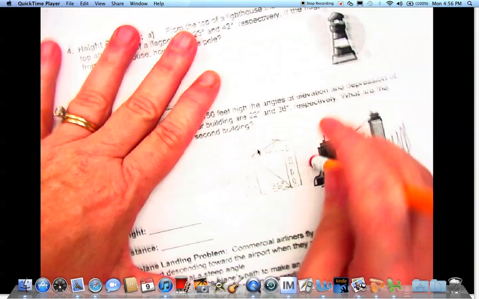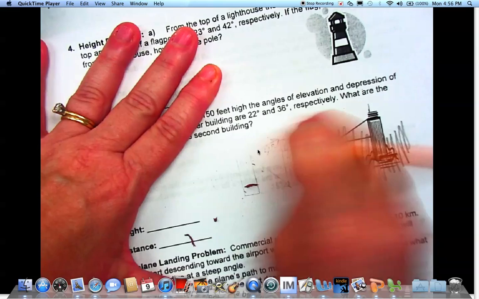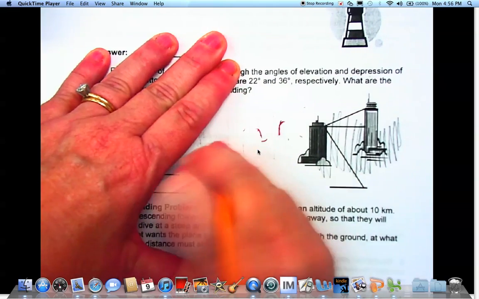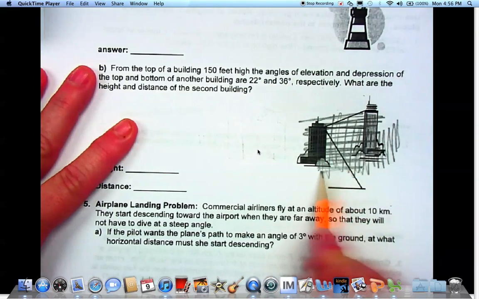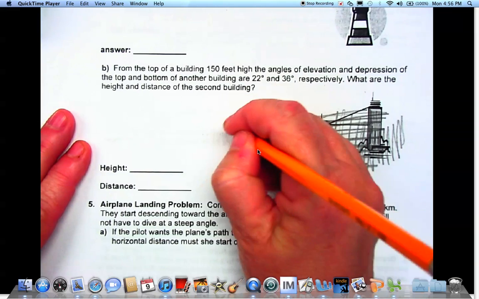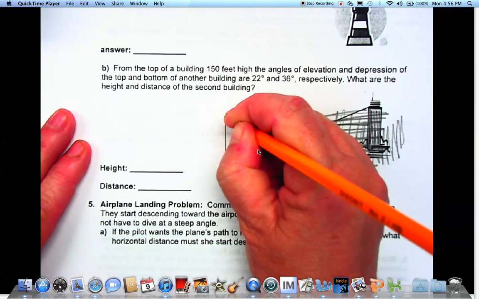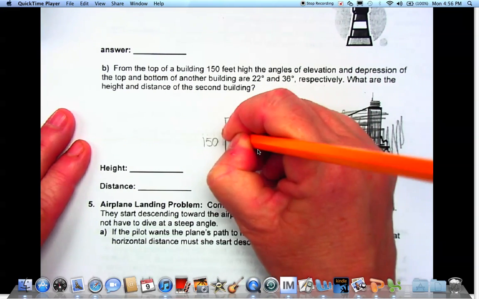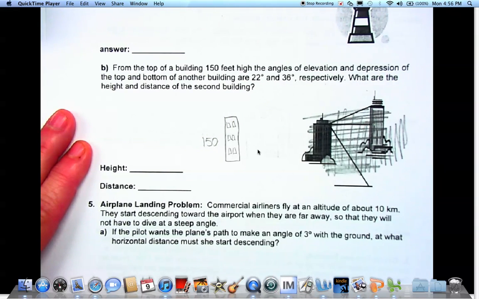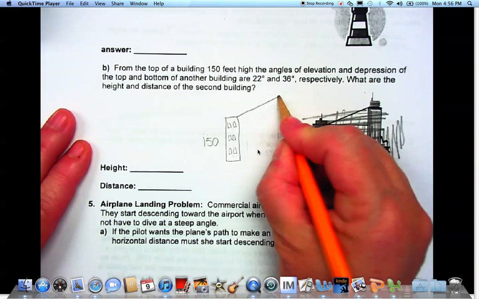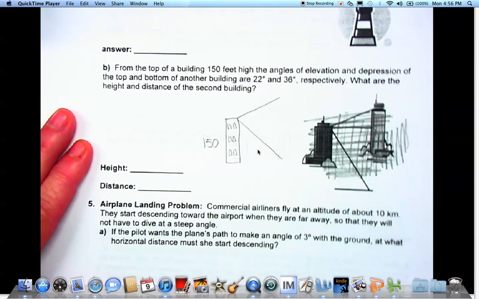Okay, the other one I need to do for you is I need to do the picture on number 4B, because the picture on number 4B is totally wrong. Okay, so let's mark this one out. Okay, and from the top of a building 150 feet high, so we're going to draw that building. That's 150 feet high. Okay, and we can do little windows, show it's a building. Okay, from the top of a building 150 feet high, the angles of elevation and depression. So one is going up, one is coming down. Okay, this would be your elevation.